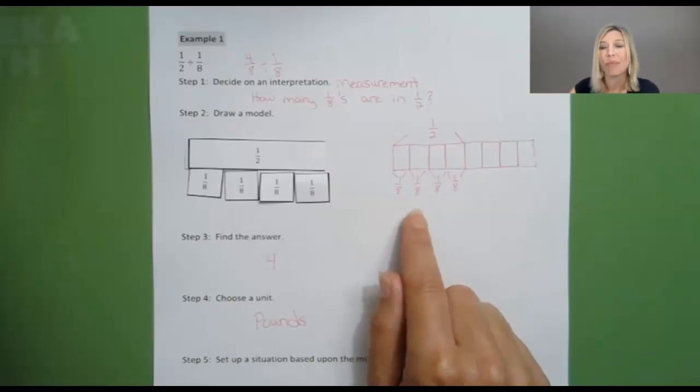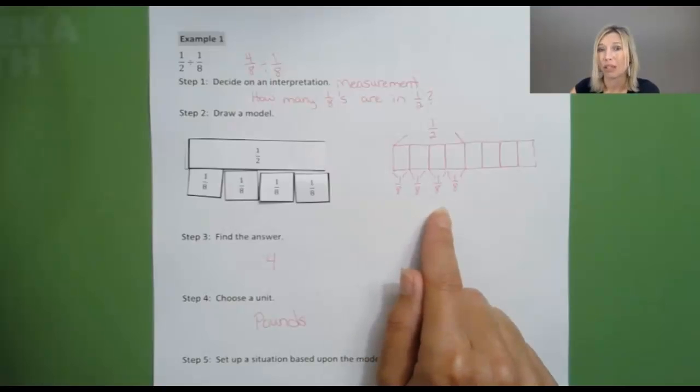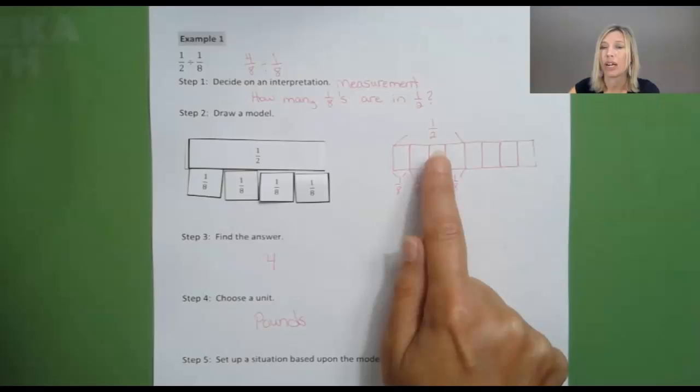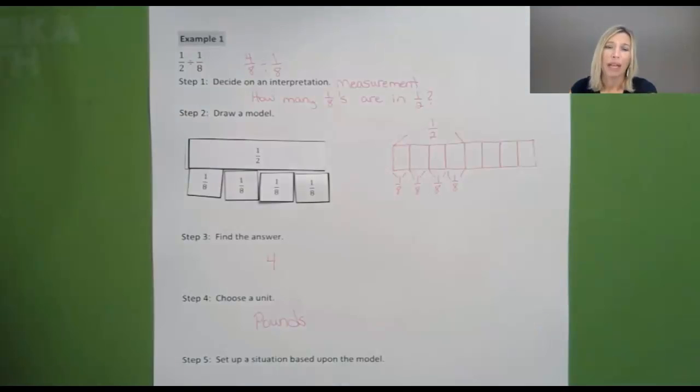So let's look at our model here. So we're seeing how many of these 1/8 pounds are in 1/2 pound. So what would we have a half pound of? Maybe a half pound of flour or a half pound of chocolate. That might be nice. Now I want you to think about your situation.